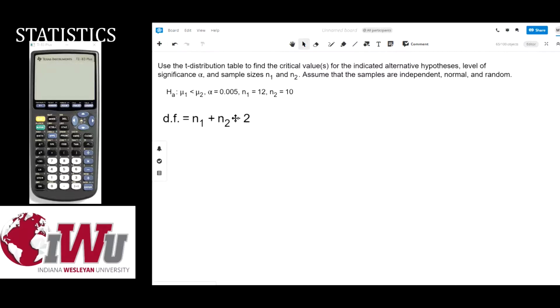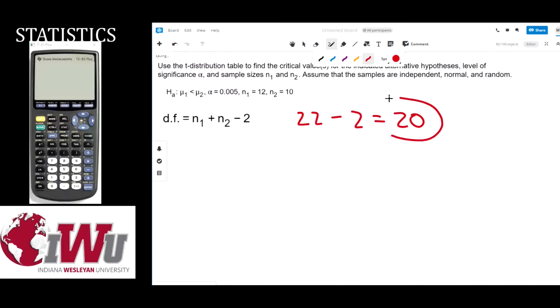The degrees of freedom are going to be n1 plus n2 minus 2. So let's get that real quick. For n1 and n2, we have those values right here: 12 plus 10 is 22. So 22 minus 2, our degrees of freedom are going to be 20.